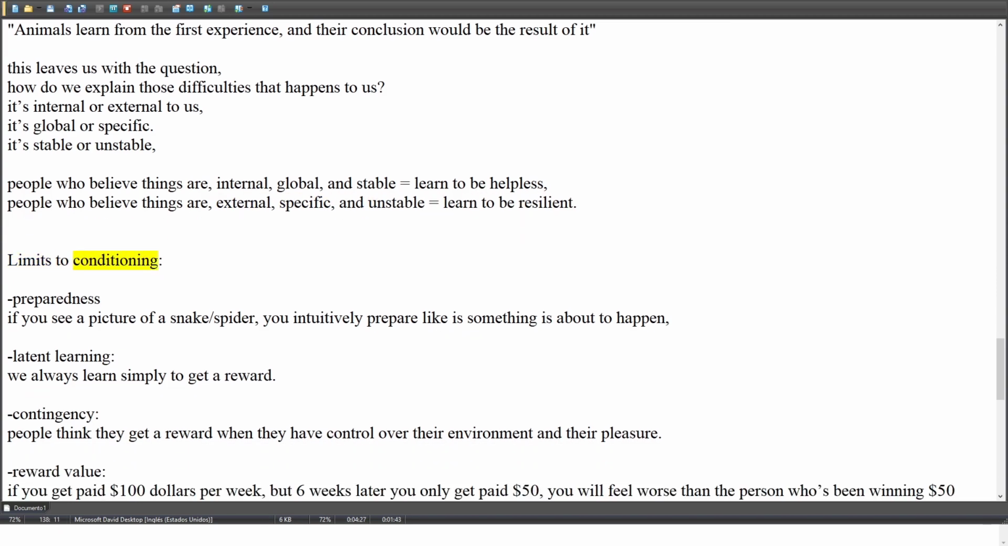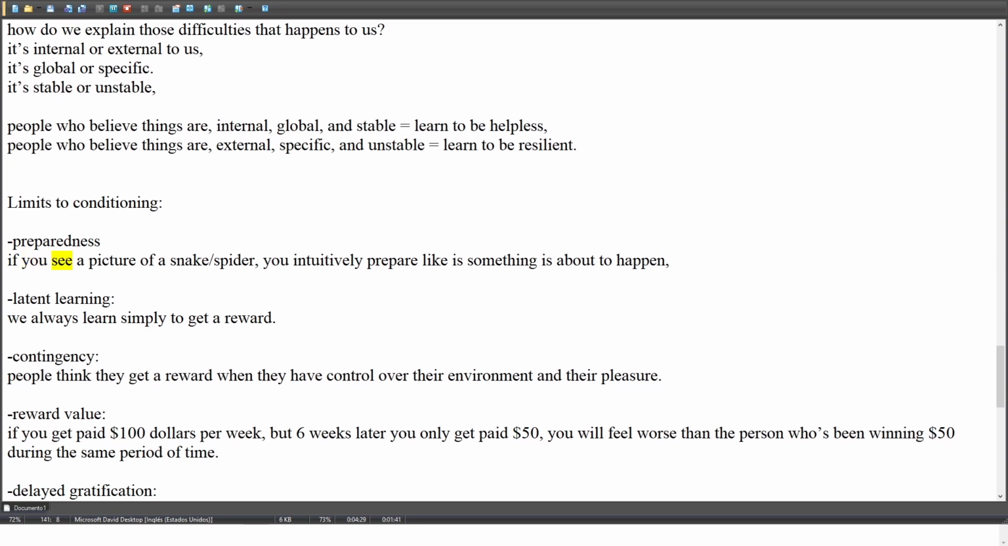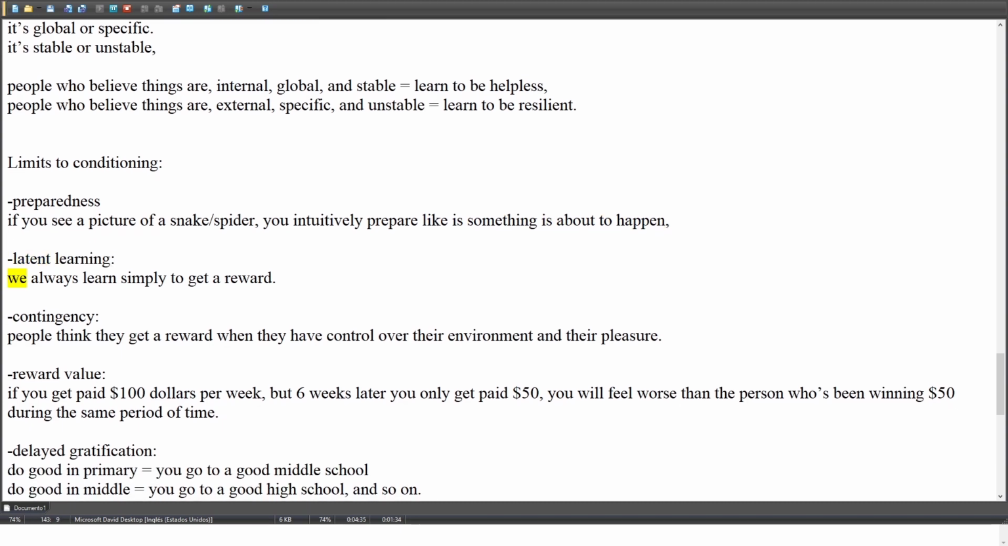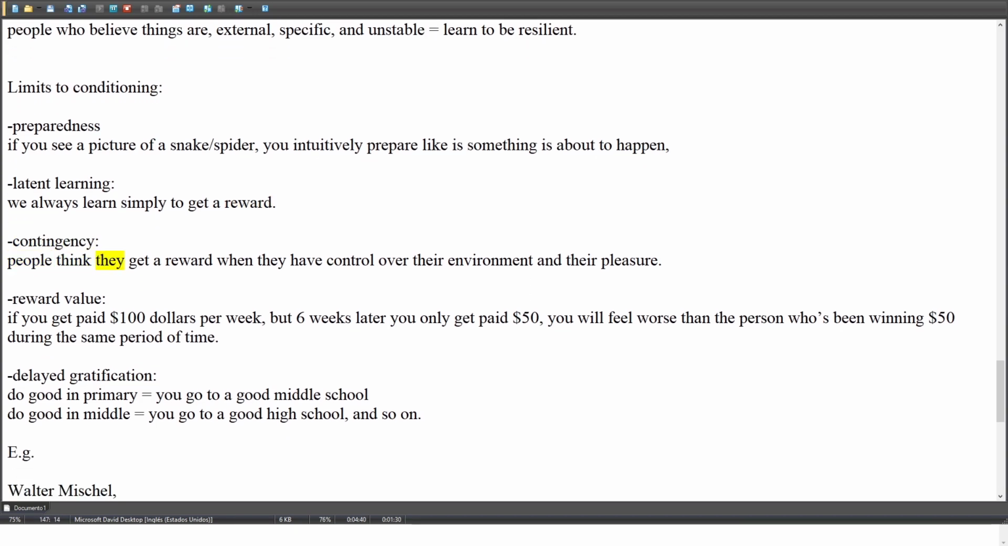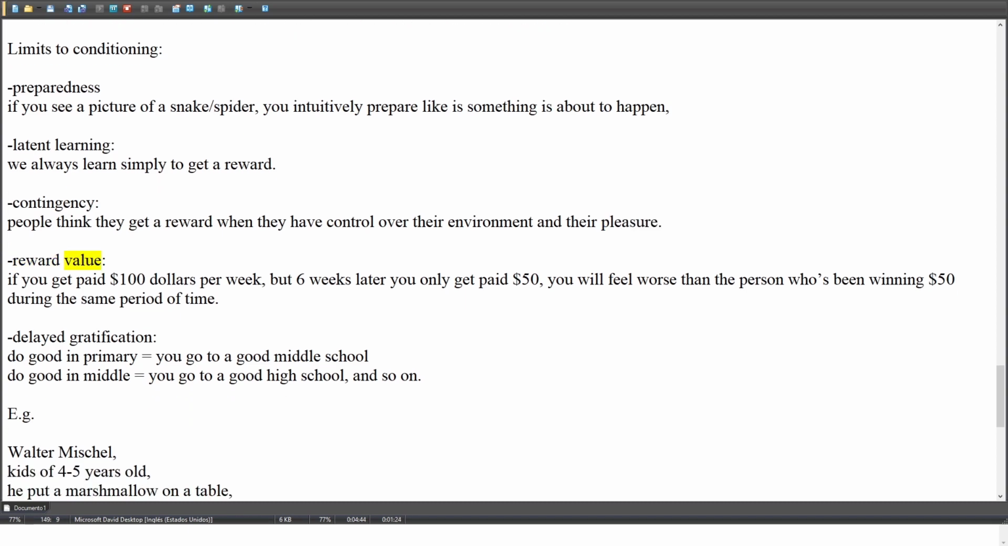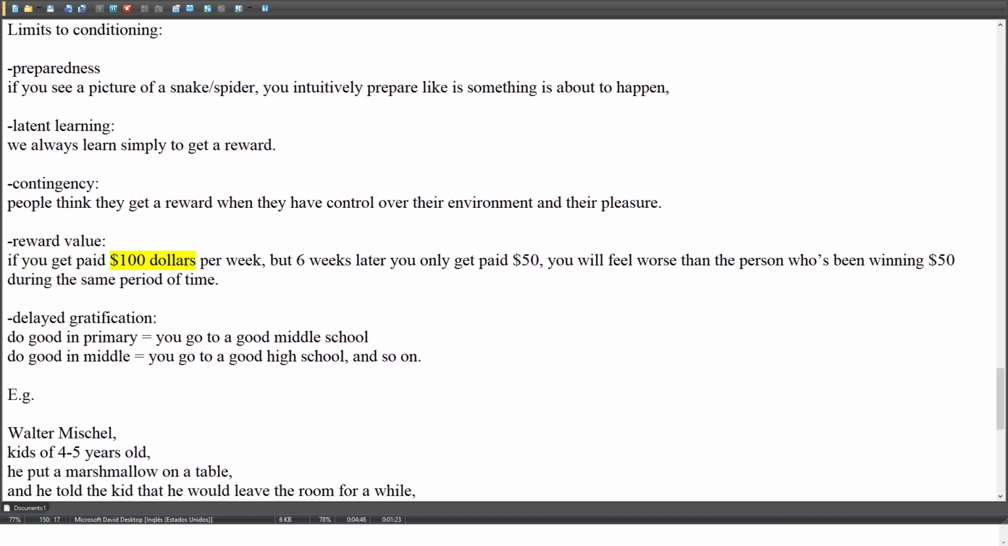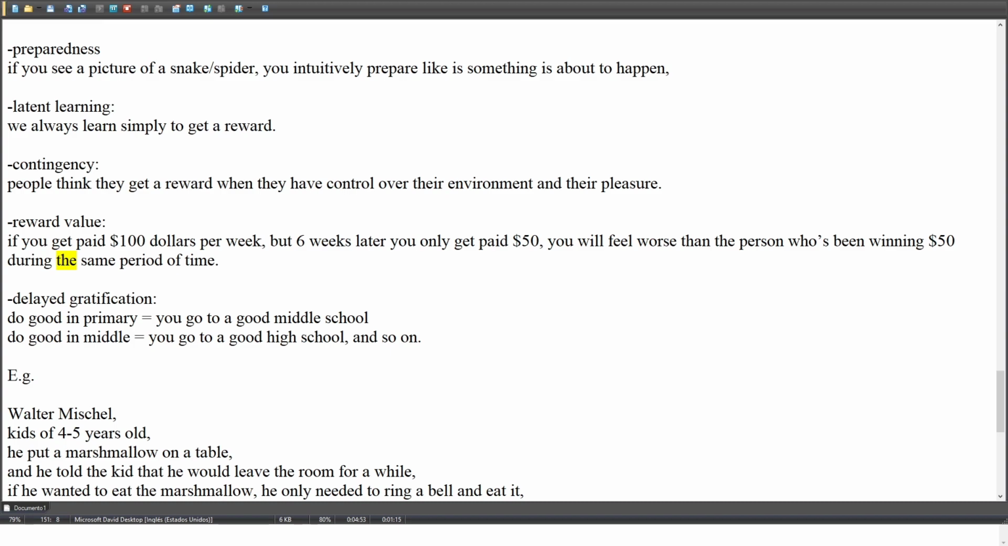Limits to conditioning. Preparedness. If you see a picture of a snake or spider, you intuitively prepare like something is about to happen. Latent learning. We don't always learn simply to get a reward. Contingency. People think they get a reward when they have control over their environment and their pleasure. Reward value. If you get paid $100 per week, but 6 weeks later you only get paid $50, you will feel worse than the person who's been winning $50 during the same period of time.